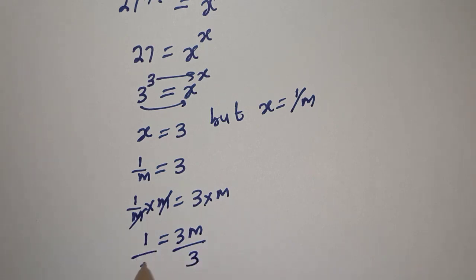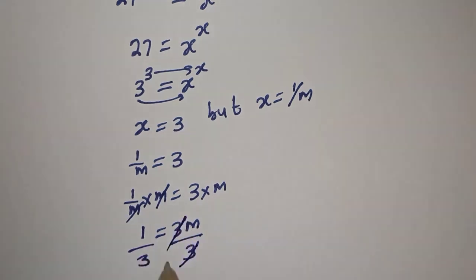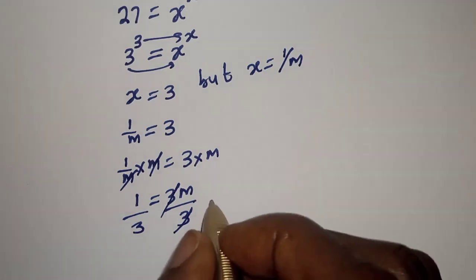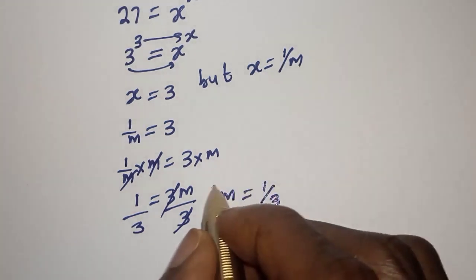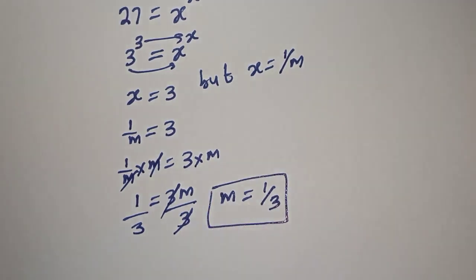Divided by 3, divided by 3. This will cancel this. M is equal to 1 over 3. This is the final answer.